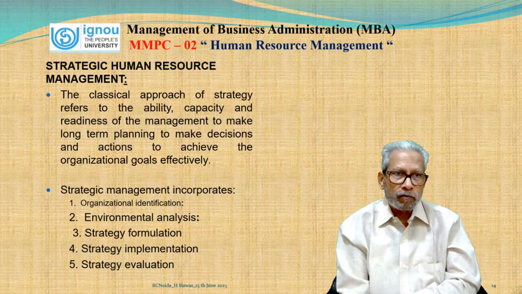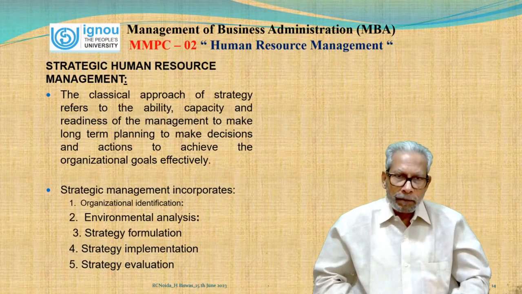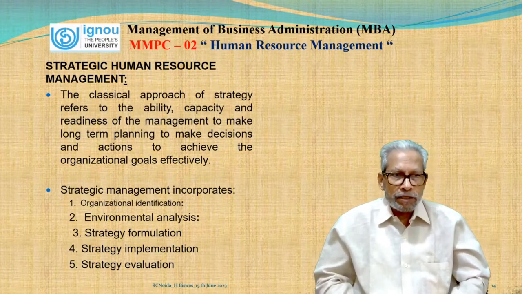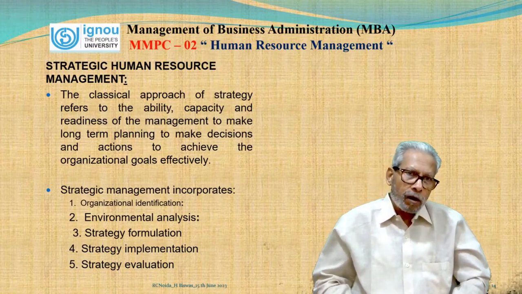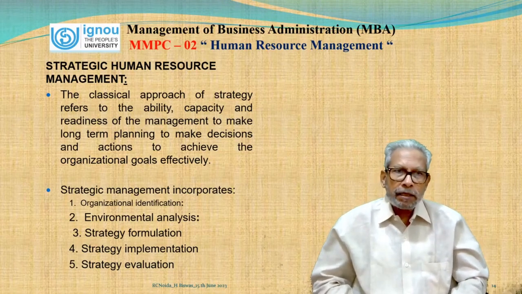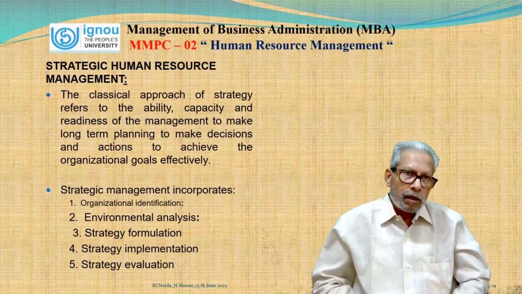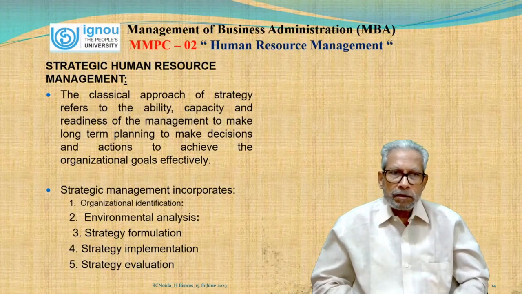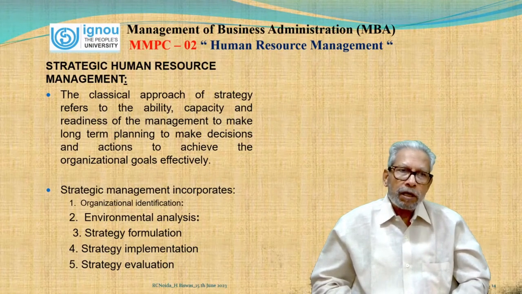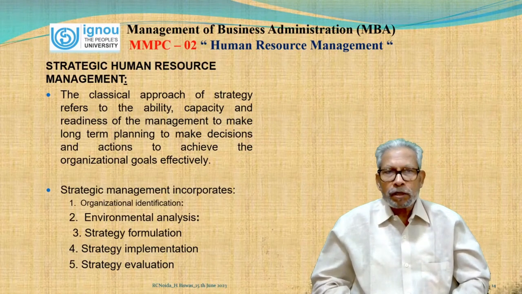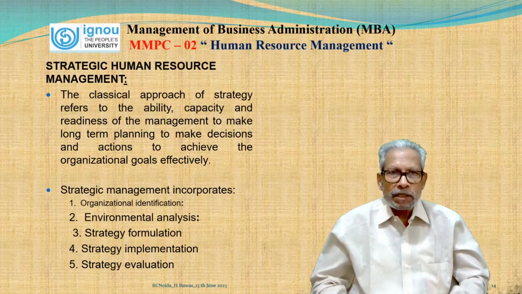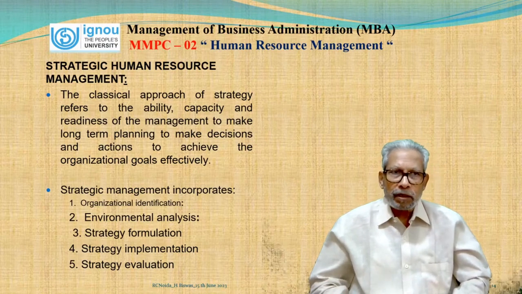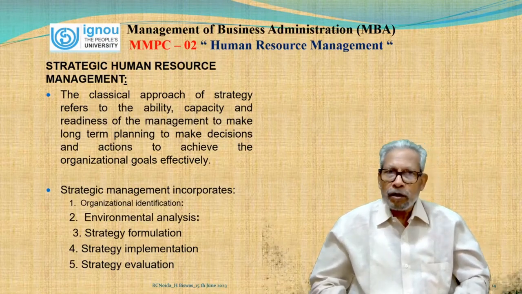Strategic human resource management. Now the classical approach of strategy refers to the ability, capacity, and readiness of the management to make long-term plans, decisions, and actions to achieve the organizational goals effectively. It means you have to enhance the ability, build the capacity, and be ready and skilled enough. All these terms fall under this. It is all to achieve the organizational goals effectively, boosting things very smoothly, so we can easily achieve the goals by the end of the year or after the completion of the project, with no fault in our details.